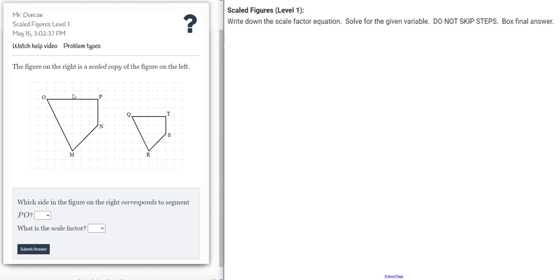Okay, so we have another figure. Obviously the pre-image is larger and the image is smaller, so this is a reduction. To answer this question, which side of the figure on the right corresponds to the segment of PO? So PO is this horizontal segment along the top, and corresponding it would be, let's see, from P to O would correspond to T to Q. So there's T to Q.